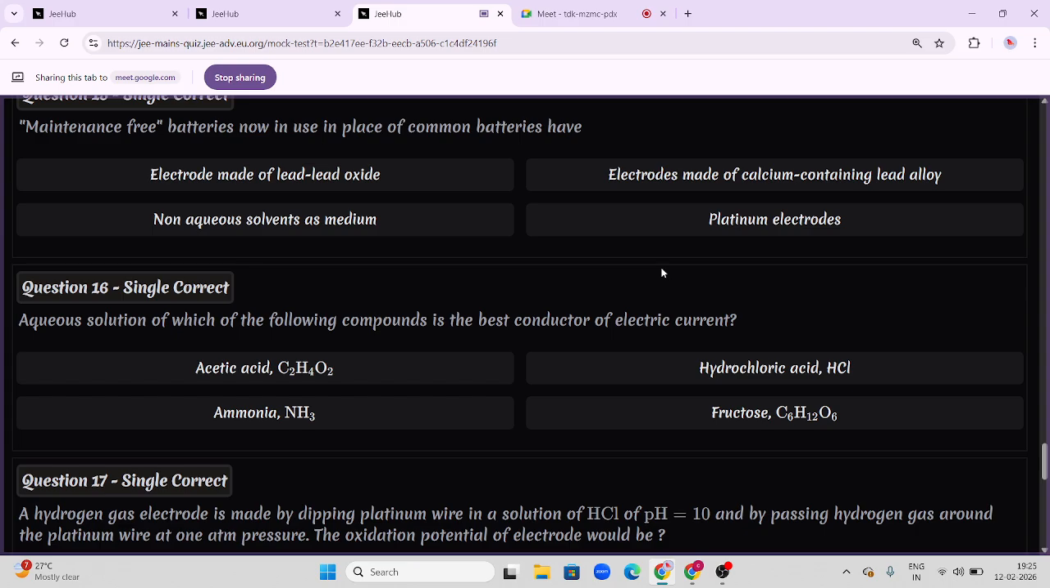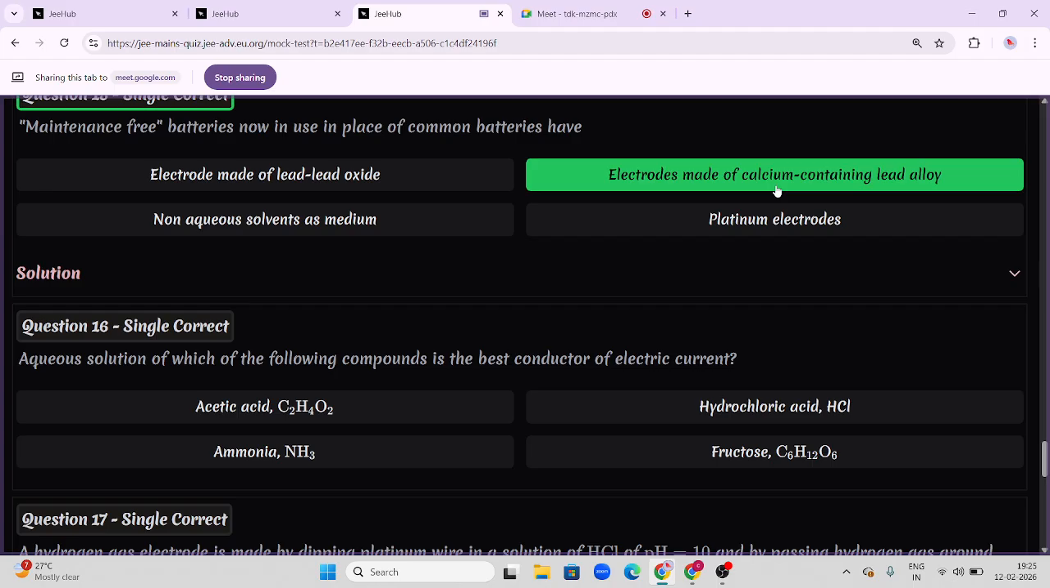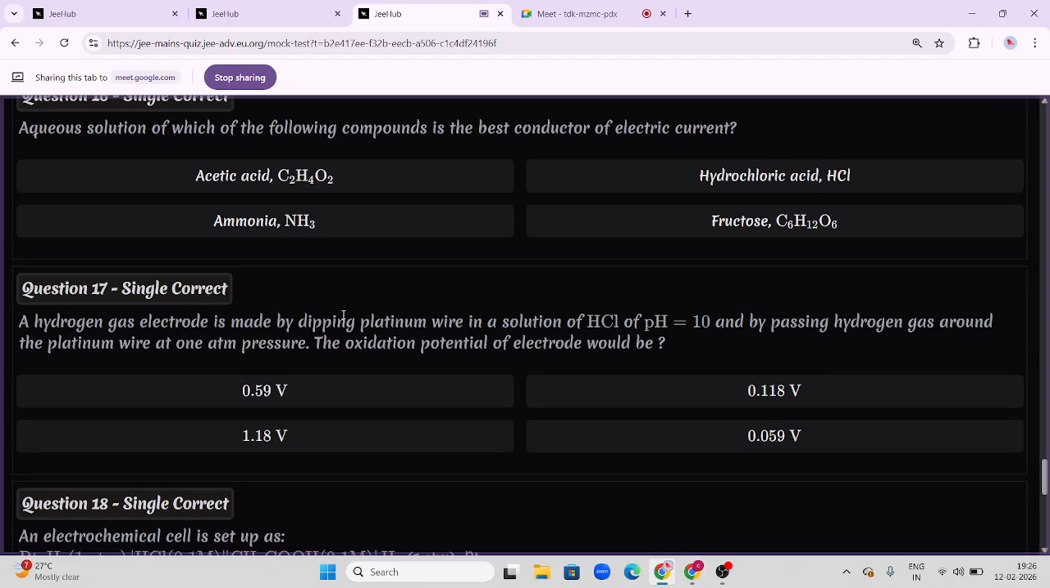Deepthi. Second option. Very good. That's the right one here. Calcium containing lead alloys are the common replacement for the lead acid batteries. In place of common batteries, I have mentioned na, that batteries are lead acid batteries. Here the grid, because it is calcium containing lead alloy, they are very much anti corrosive in nature. They withstand lot of lifespan there. Okay, very good. Rima.